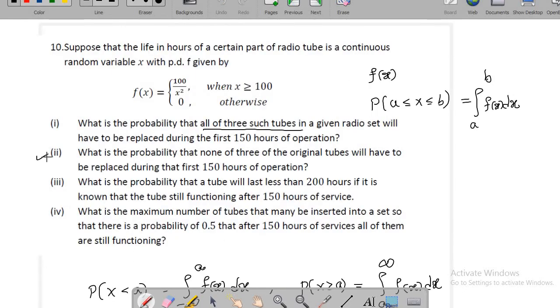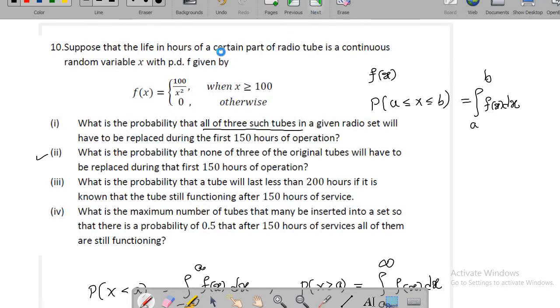And the next question. What is the probability that none of 3 of the original tubes will have to be replaced during the first 150 hours of operation? I hope you can directly see it is exactly the reverse of the first question. In the first question, we want to replace all 3. And in the second one, we don't want to replace any one of them. So none of the three original tubes will have to be replaced.